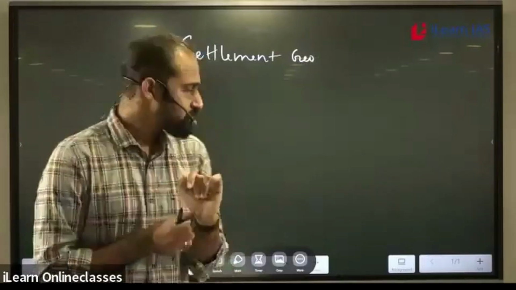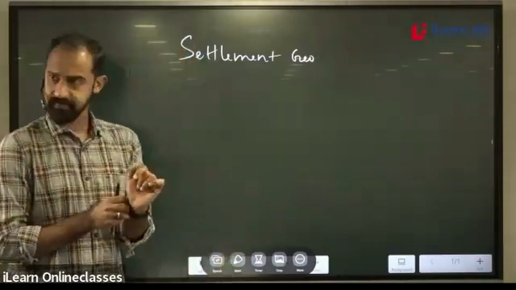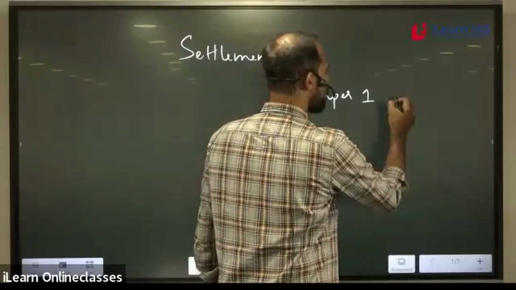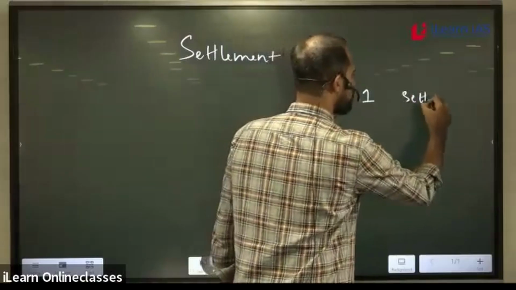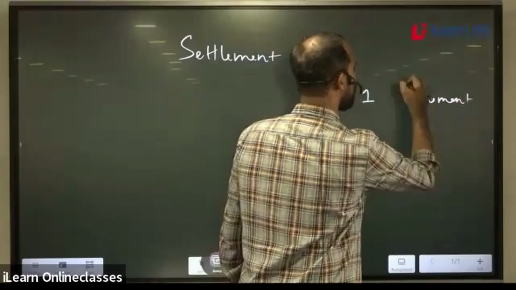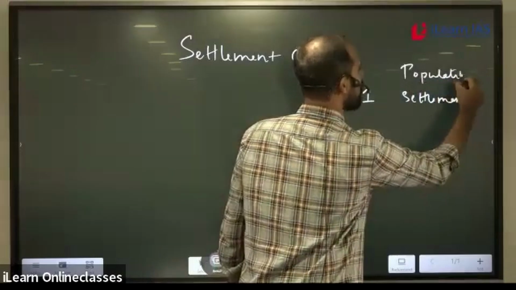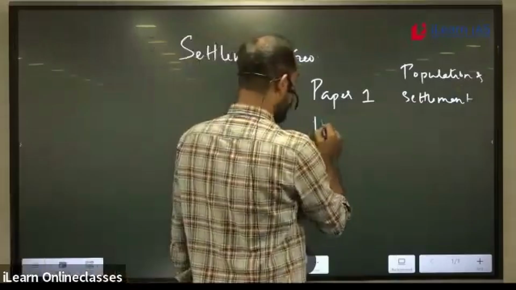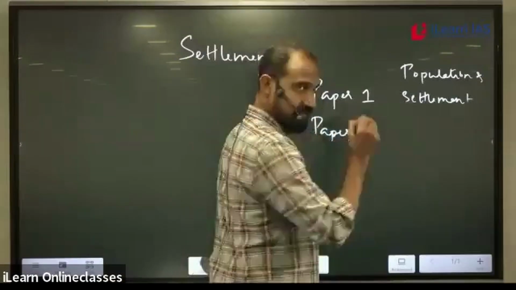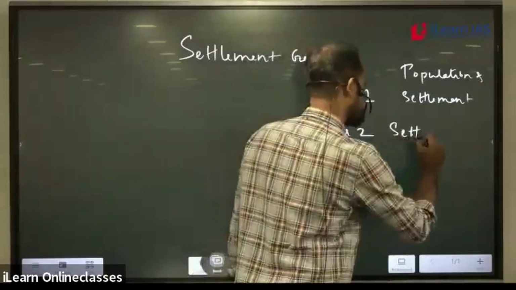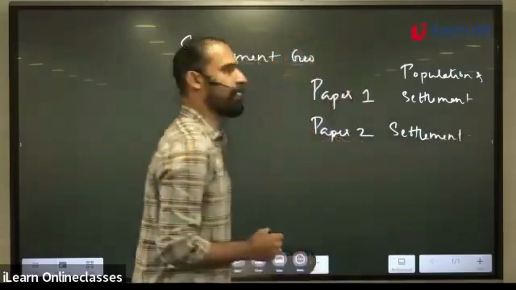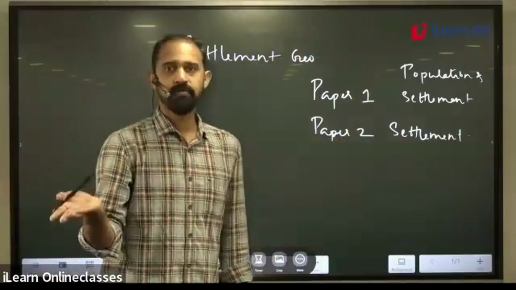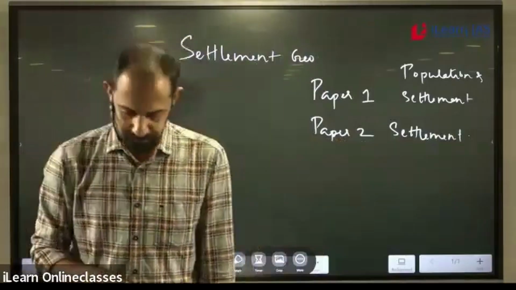Where does settlement come in the syllabus? In paper 1, you have the 8th module called population and settlement, so there you have settlement. Then in paper 2, the 7th module is settlement, which is Indian settlement. So this is roughly 1.5 modules: 1 module from paper 2 and half a module from paper 1.